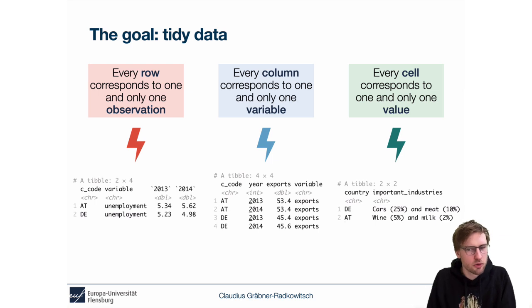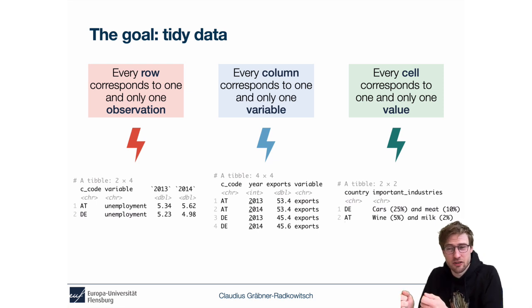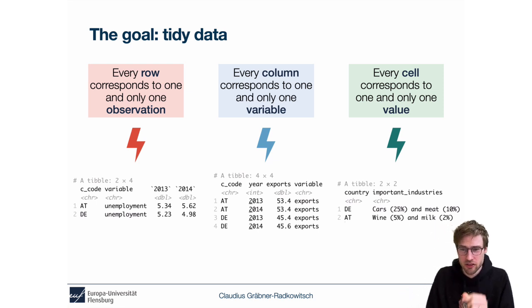So there's nothing wrong with this kind of presentation in some sense, but it's definitely not a tidy data set. Why? Because in the second column, we have several values. We have the share of cars in value added, and the share of meat in value added when it comes to Germany, and the share of wine in value added and milk in value added when it comes to Austria, assuming these percentages refer to the share of value added of these industries for the overall GDP in these countries. I mean, that's not written in there, but it would make sense. In any case, this is not a tidy data set.